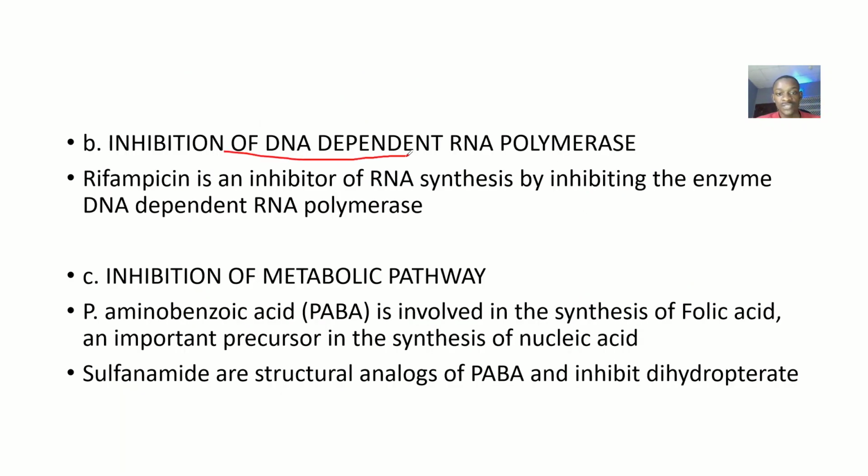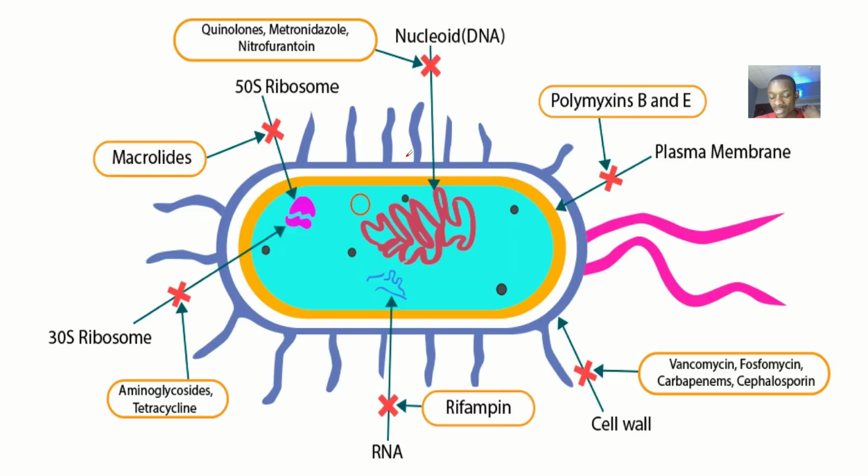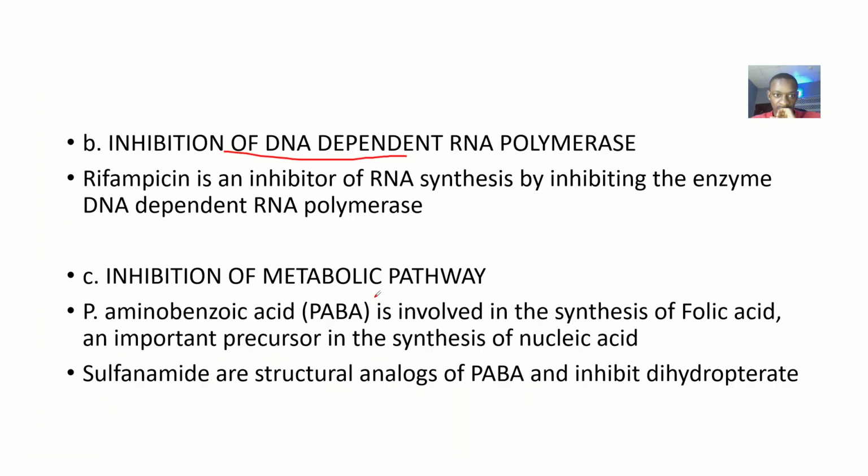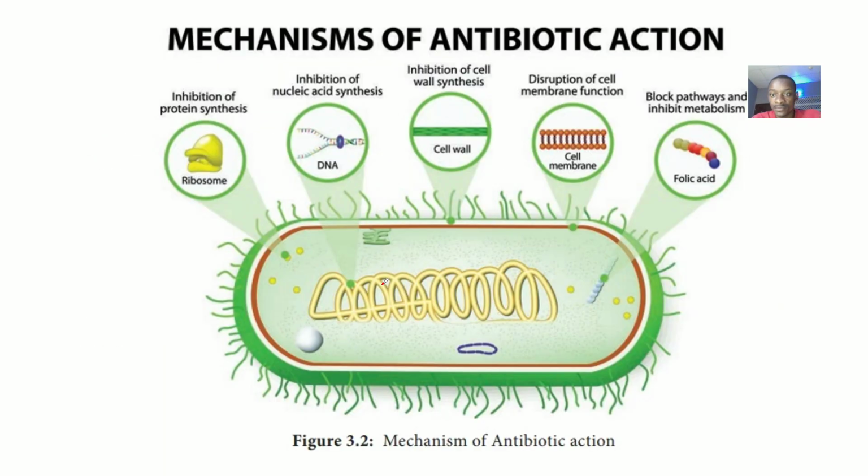Then there's inhibition of DNA dependent RNA polymerase. I like using this image. This one will inhibit the mRNA. Let's see how it acts. An example of a drug that will inhibit DNA dependent polymerase is rifampin. Rifampin is an inhibitor of RNA synthesis by inhibiting the enzyme DNA dependent RNA polymerase.